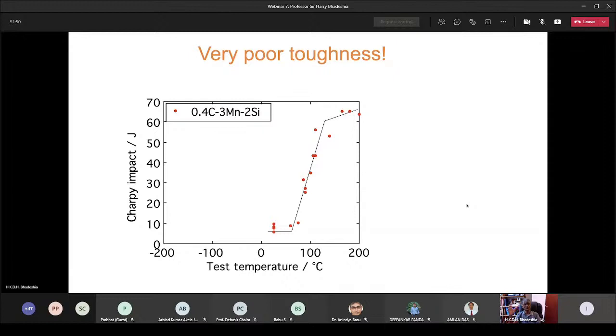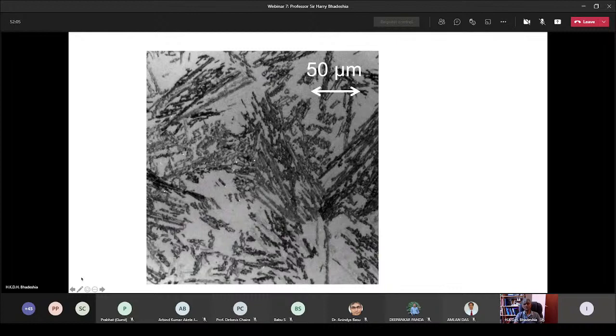Now, when you look at the optical microstructure of this steel, which is isothermally transformed, you see a typical bainitic microstructure. These are bainite plates. You can't resolve the individual plates, of course, because look at the scale here. Individual plates within this cluster of plates would be about 0.2 micrometers in thickness. But the thing to notice is that we have large areas of untransformed austenite.